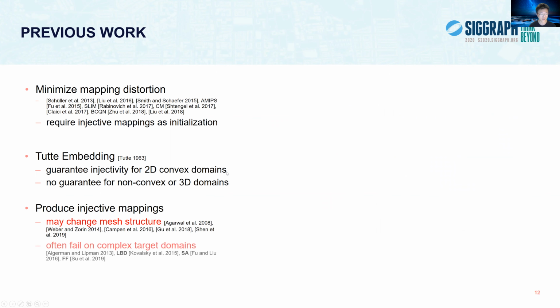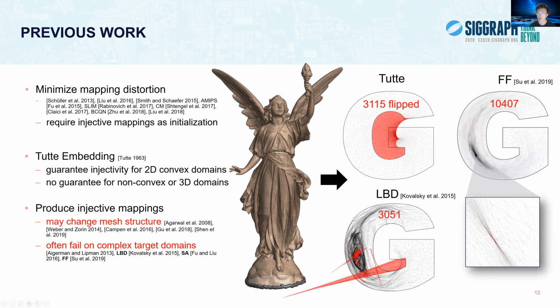At last, there are some methods that try to produce injective mappings but don't change the mesh structure. Recent works in this direction include large-scale bounded distortion mappings, LBD, simplex assembly, SA, and fold-over free mapping, FF. However, in practice, they usually fail on complex target domains. For example, here, the flipped elements are shown in red. Since our method also doesn't change the mesh structure, we'll compare with the LBD, SA, and FF methods in the experiment section.